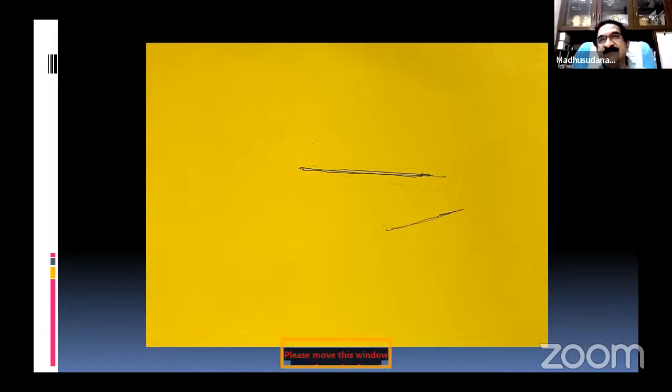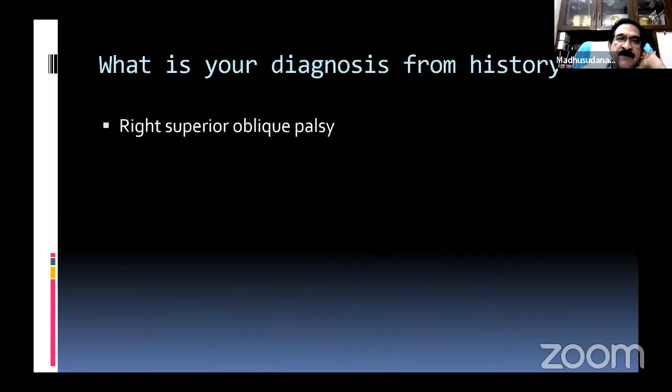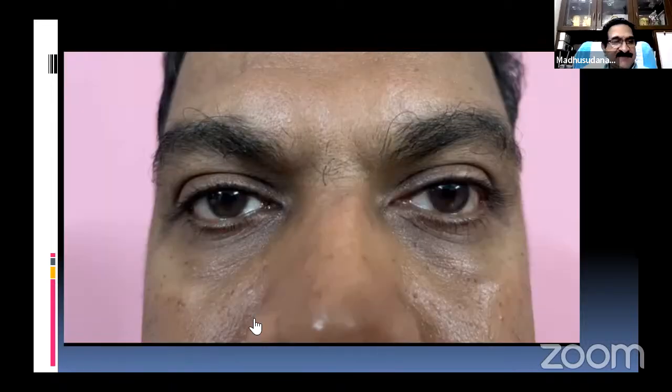So this is the typical right superior oblique. When you show the line below, on the right side or left side, you find one line straight, the other one tilted. The tilted image belongs to the eye which is affected. If the arrow is pointing to the right side, it is right superior oblique. If the arrow is pointing to the left side, it is left superior oblique. So this picture was very much like a right superior oblique palsy. Now let us see the examination findings in this patient.